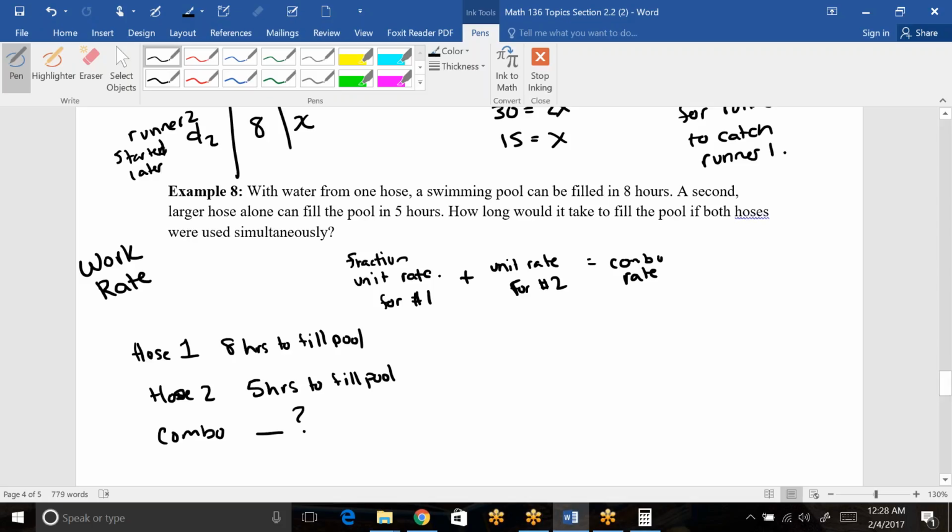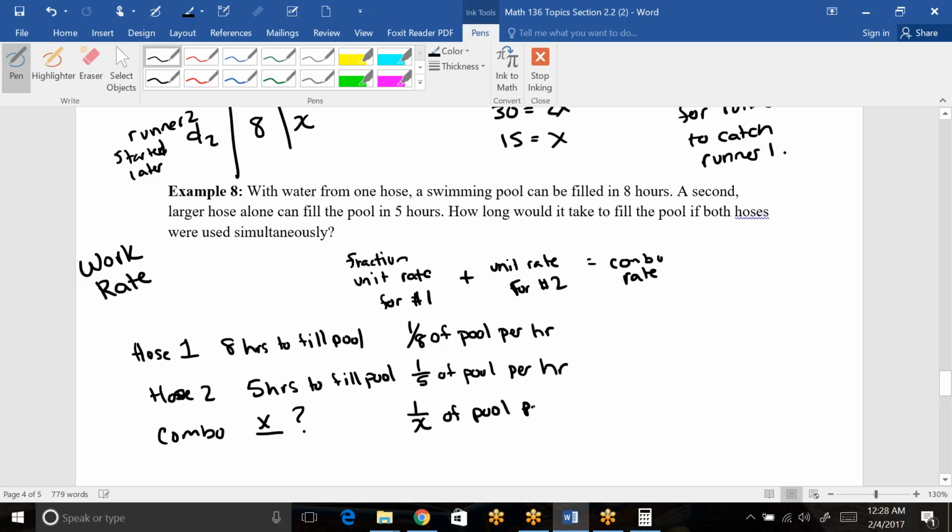So if you consider it that way, that means that this hose filled up 1/8 of the pool per hour. Because you would have, think about 8 blanks, and each one of those is 1/8, 1/8, 1/8, 1/8, 1/8. If you added them all together, it'd be 8/8, which would be one job completed. This one is doing it in 1/5 of the pool per hour. And then because we don't know this one, we're going to call it 1/x.